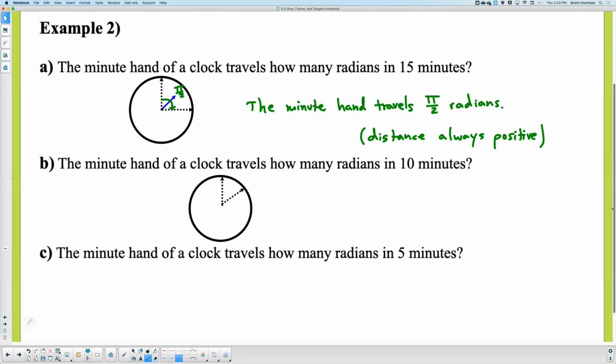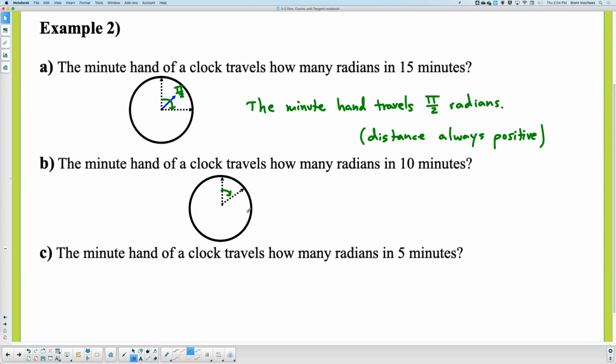Okay, let's think through. How can we figure out how many radians that is? I think it's 45 degrees. It's actually not 45 degrees. It's a good guess. Ruby, what did you think? 36. Ruby. Come on now. So think of it this way.